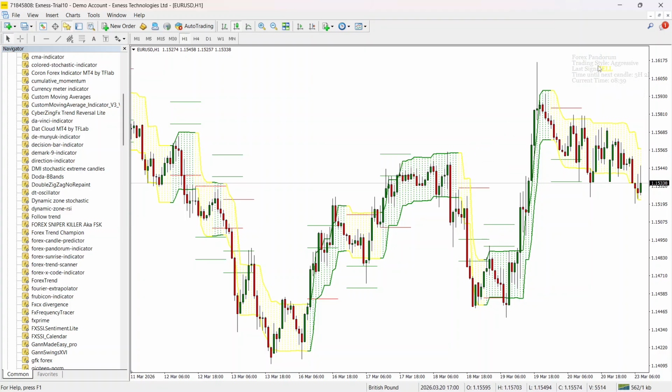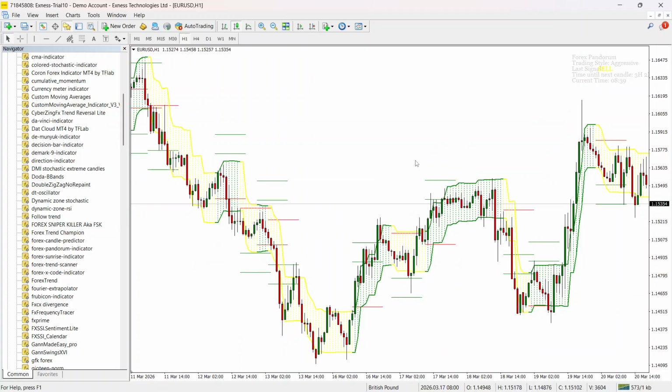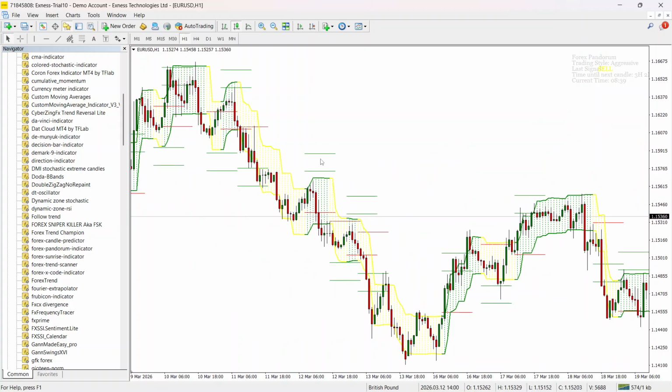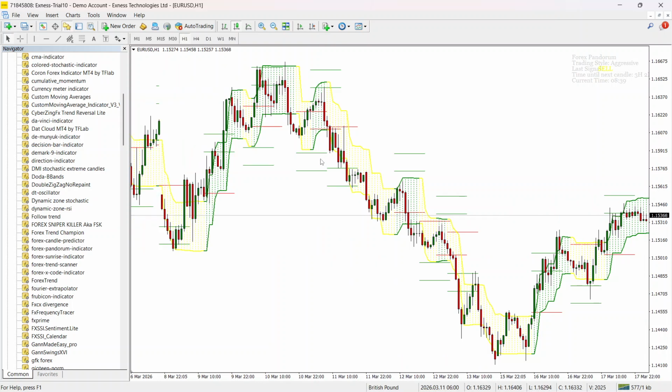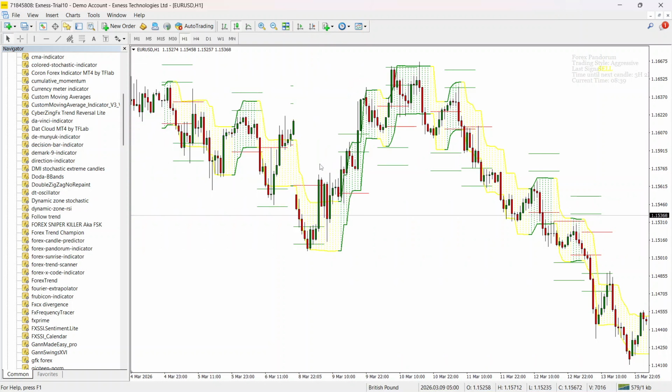Now we also have this label showing the trading style, the last signal, which is a sell, time until next candle, and the current time. Together, the cloud color and reference levels give you a structured visual framework that helps users quickly interpret how the system classifies current price action.